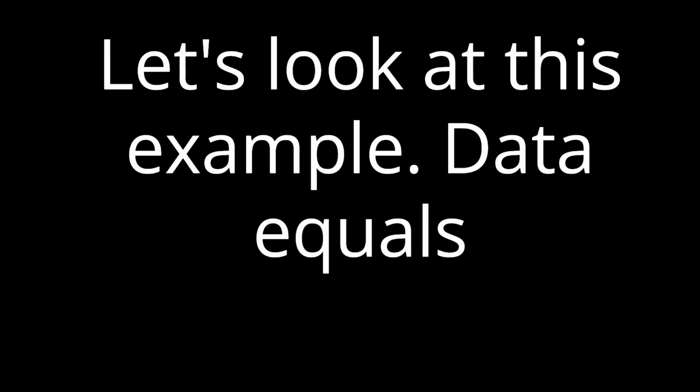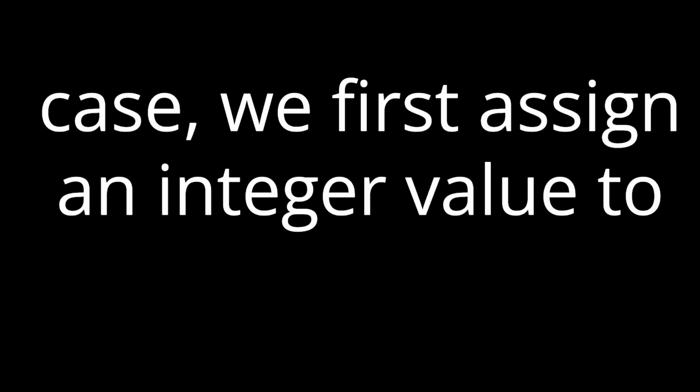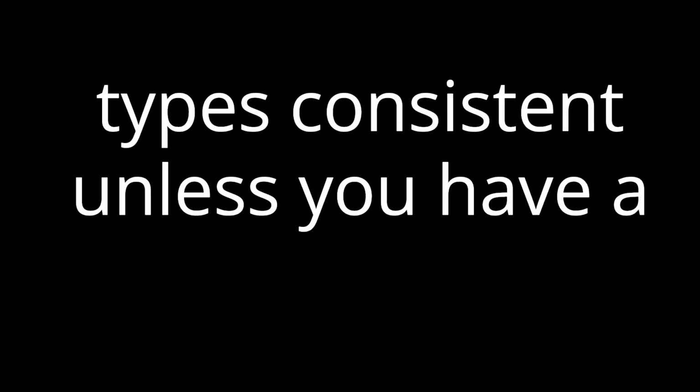In fact, you can even change the type of value stored in the variable. Let's look at this example. data = 100. print(data). data = "hello". print(data). In this case, we first assign an integer value to data, and then we assign a string to the same variable. Python accepts this without any error. However, this can sometimes lead to confusion or bugs, so it is a good practice to keep variable types consistent unless you have a specific reason to change them.